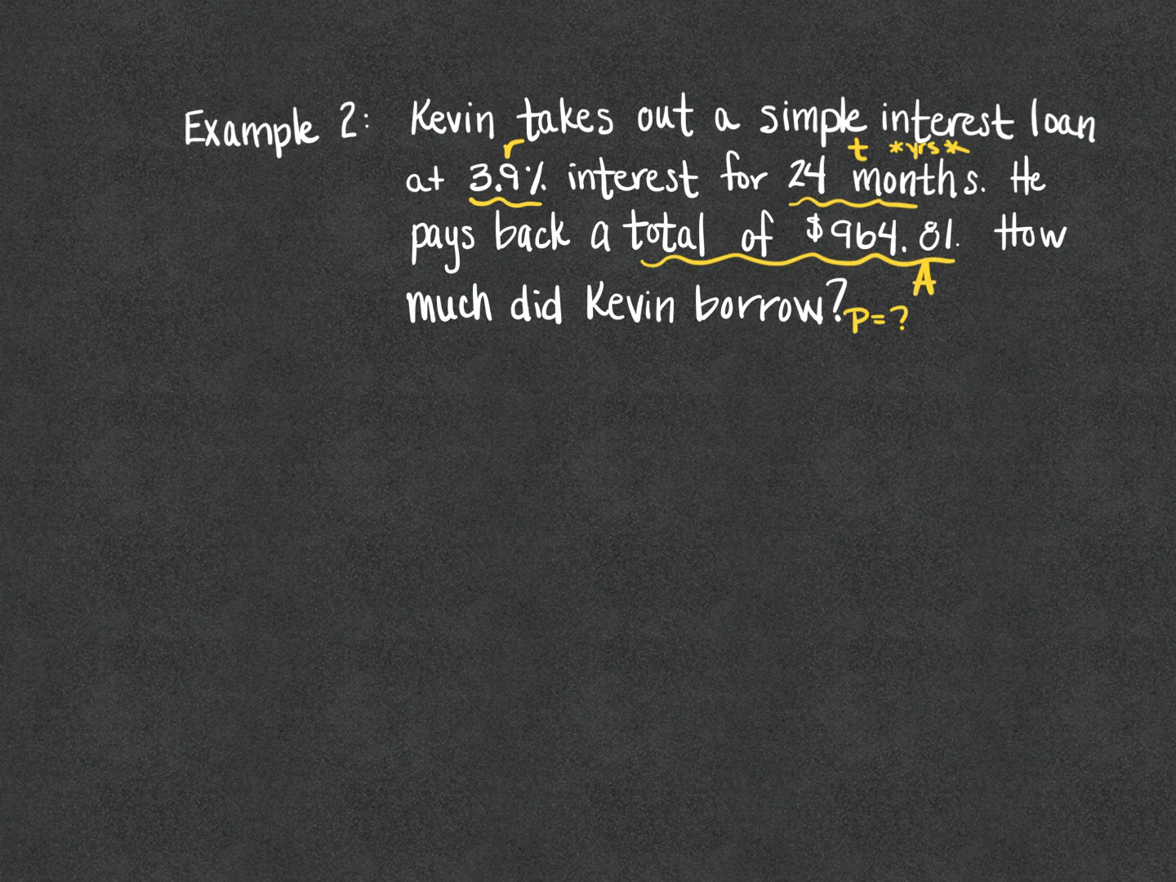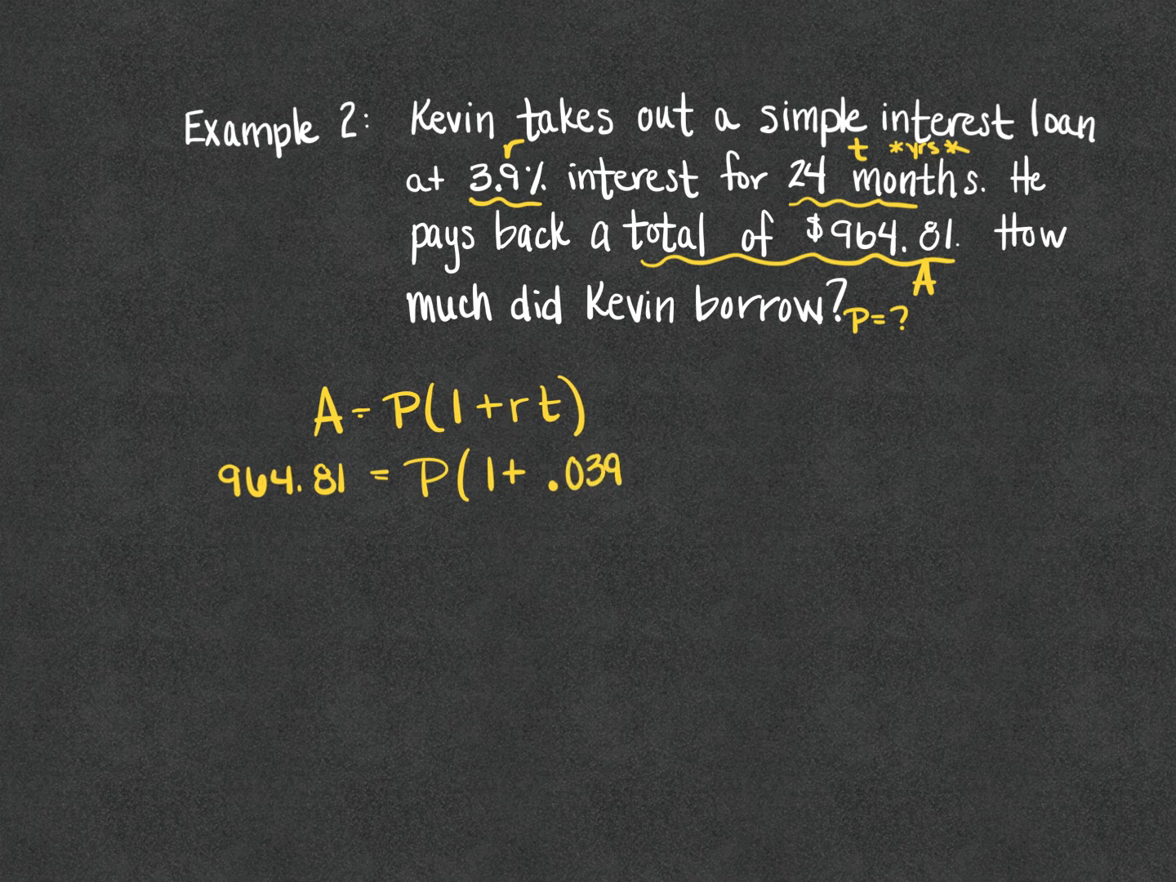Now, in this case, I don't know how much is just interest. And so we do need to use the formula A is P times 1 plus RT. We don't have a choice because we don't know interest and interest only. But again, filling in what we know, $964.81 is the future value or the total he paid back. We would like to find P, the principal. We know the interest rate is 3.9%, so we'll write that in decimal form.